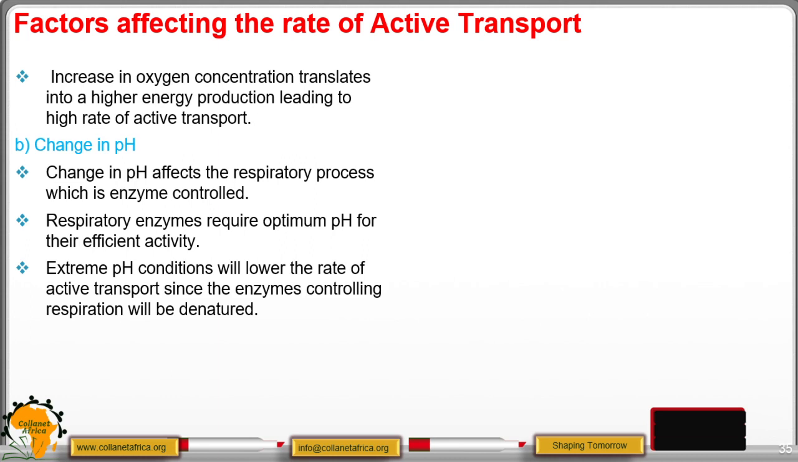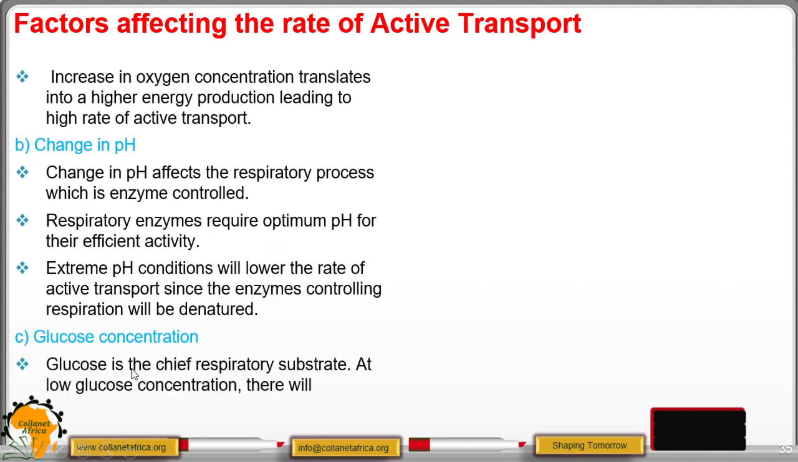And pH, remember, is just the degree of acidity or alkalinity. But there are those enzymes that work best in acidic conditions, and there are those enzymes that work best in alkaline conditions. The most important thing is to know that these respiratory enzymes, or all enzymes, require optimum pH conditions. Another factor is glucose concentration.